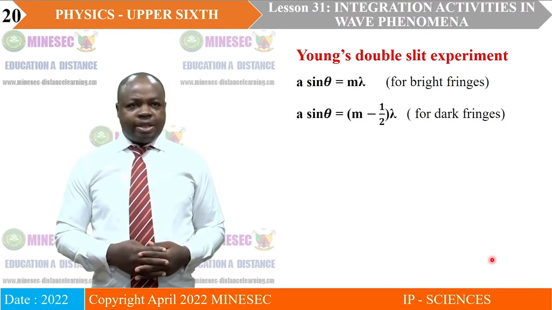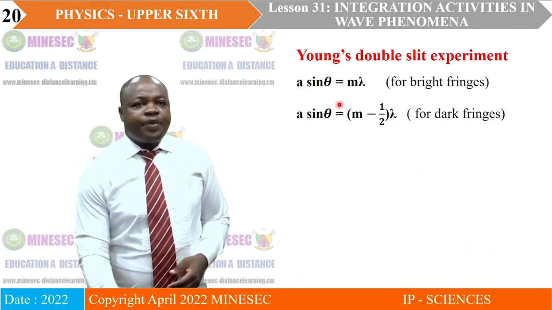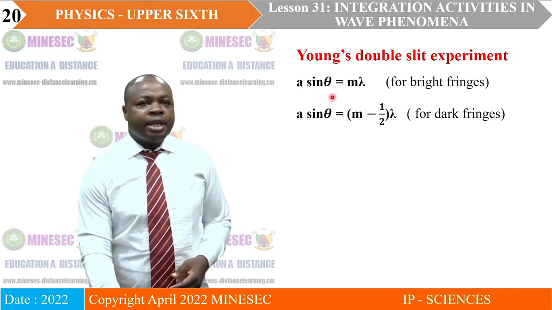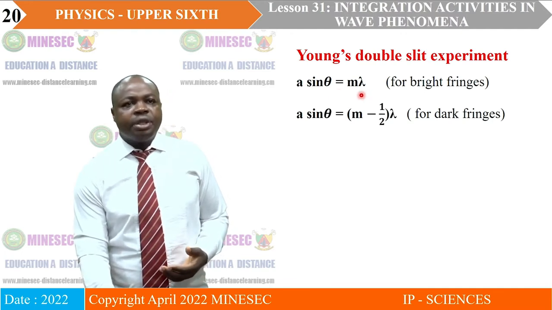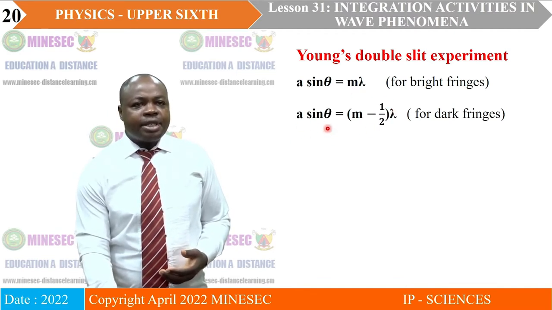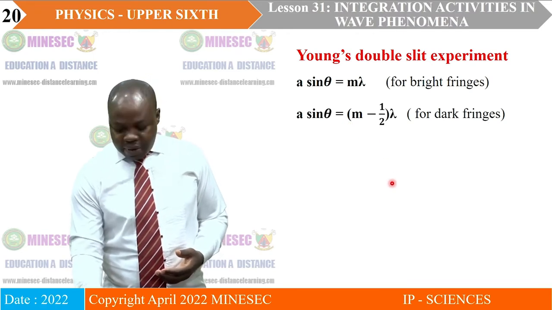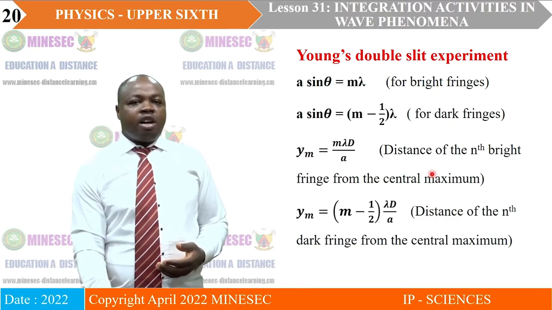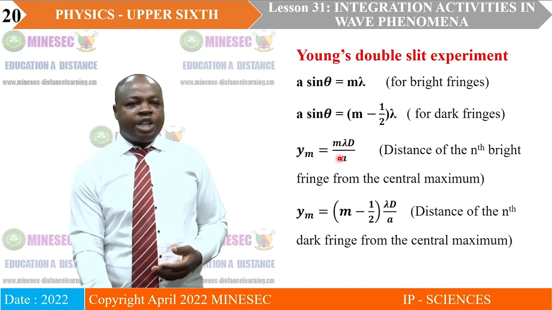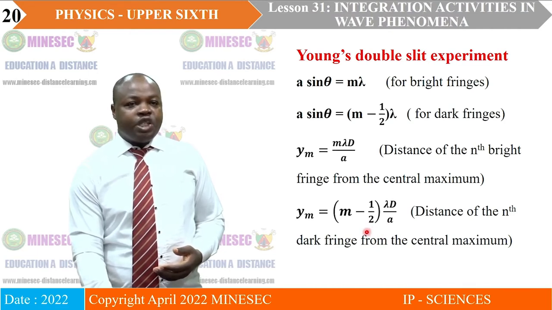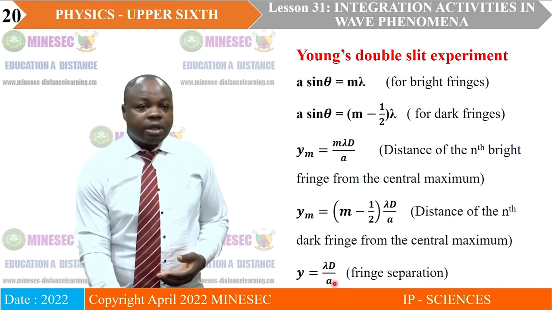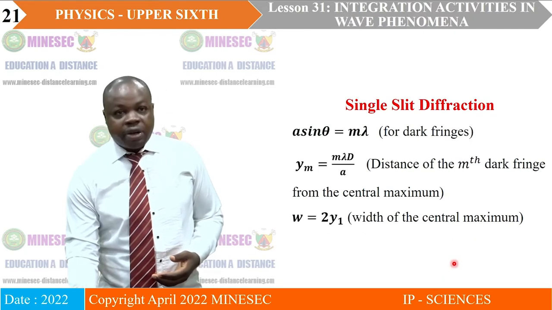Now, in Young's double slit experiment, for bright fringes, we use this expression in calculations: a sin theta equals m lambda. a is the distance separating the slits, theta is the angular separation, m is the order or position of the bright fringe, and lambda is the wavelength. And for dark fringes, we use this expression in calculation. For bright fringes, the distance of the mth bright fringe from the central maximum is given by this equation, while the distance from the central bright fringe to the mth dark fringe is given by this equation. And of course, the fringe separation is given by y equals lambda D over a.